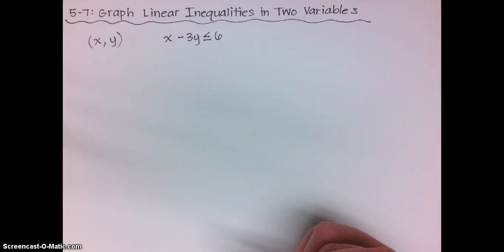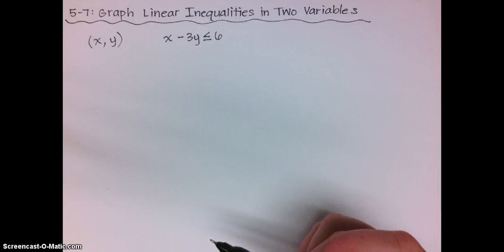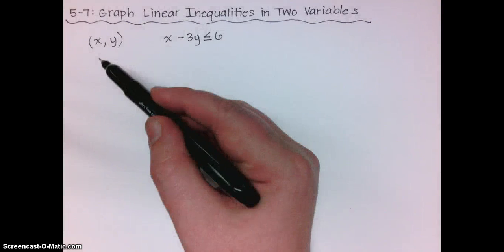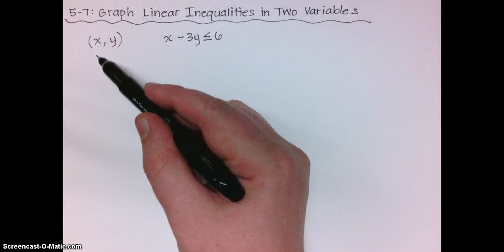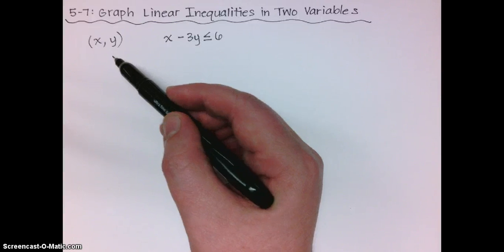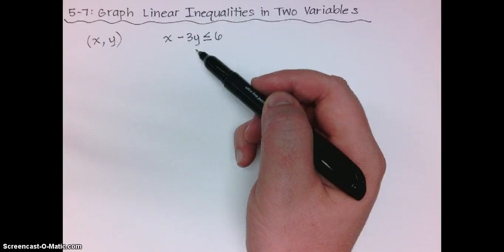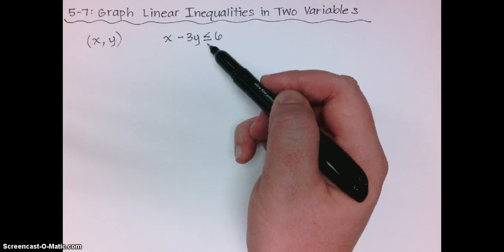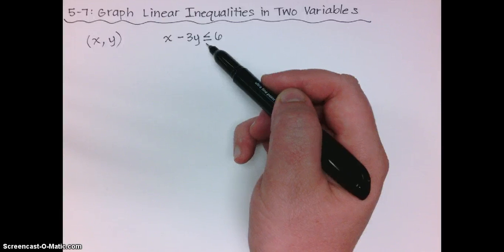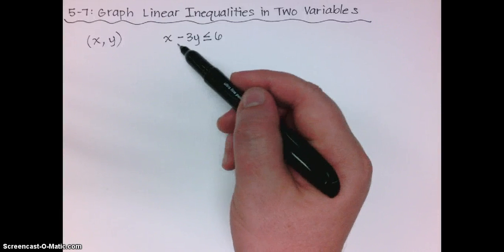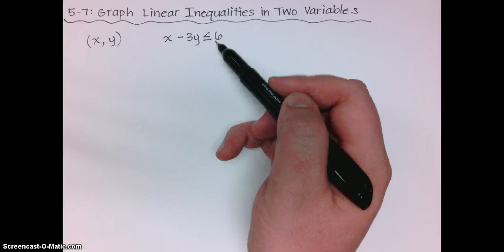Hello class, today's lesson is lesson 5-7 in your algebra textbooks, and the title is teaching you how to graph linear inequalities in two variables. Now you're very familiar with ordered pairs, the x and the y value, and also equations that have an x and a y variable in them, but now we're going to look at it, instead of having an equal sign, as an inequality.